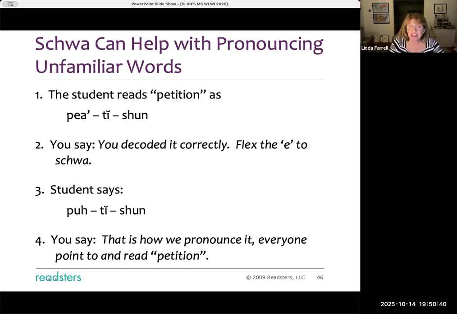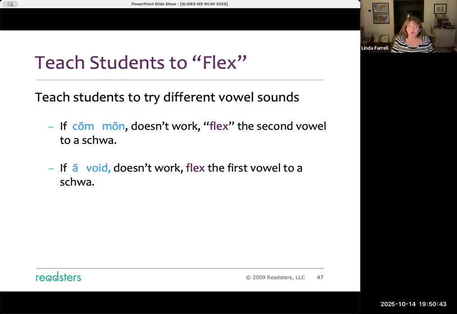And that is flexing. If a student says "come on," they decoded it correctly. It could be "come on," but I could say flex the second O to a schwa, and they go "common. Oh, common." Most kids will know that word. If "avoid" doesn't work, I say, you got the last syllable right. You decoded the whole thing correctly. Flex the first vowel to a schwa: "avoid." There you go, avoid. Next page.